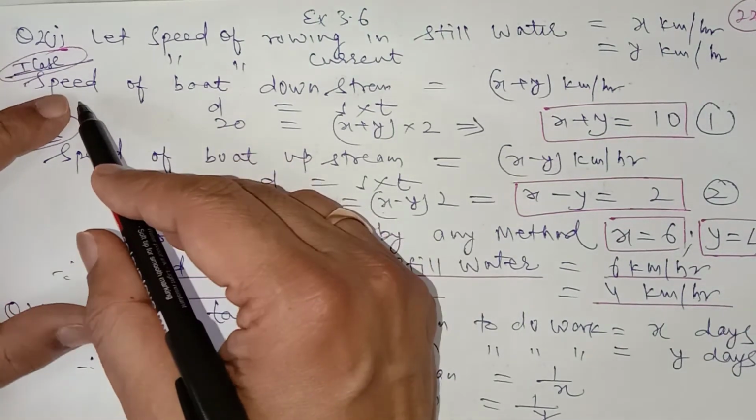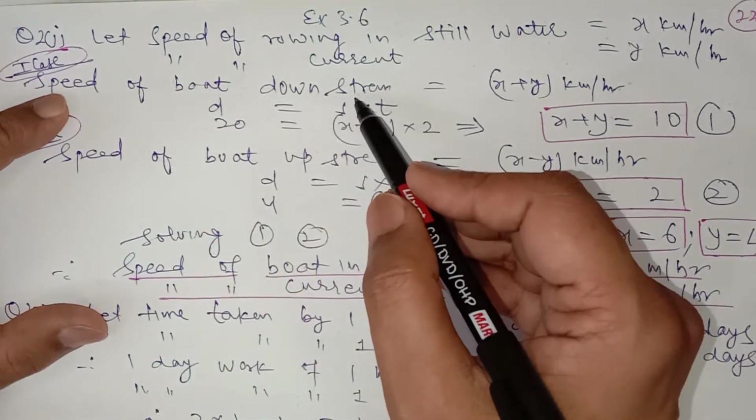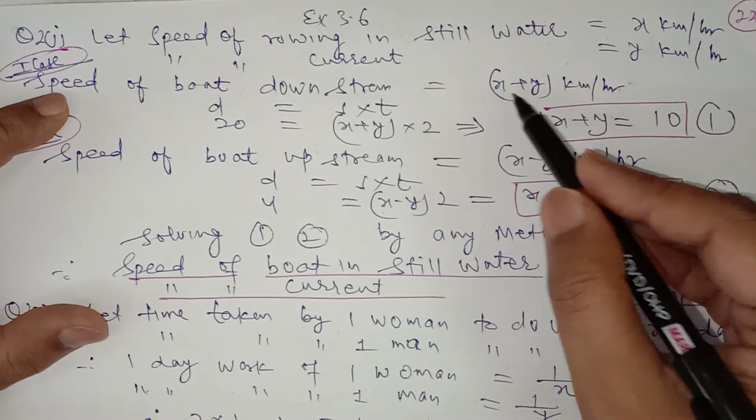Then in the first case, the speed of the boat downstream. In downstream, the speed of the boat is there, and the speed of the current is there.